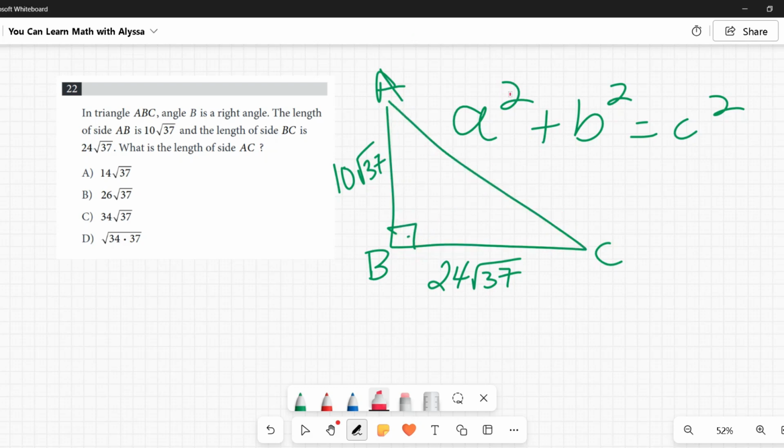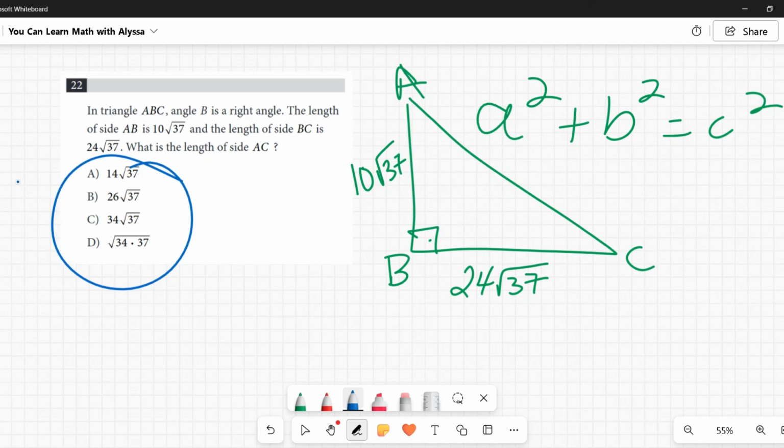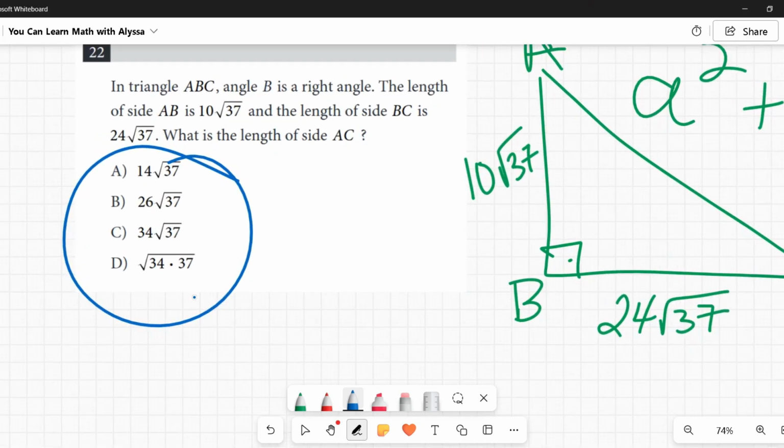But there's one other little consideration on this, is look over here at our answers. All of these answers are being given in the form of a square root. 14 square root of 37, 26 square root of 37, etc.